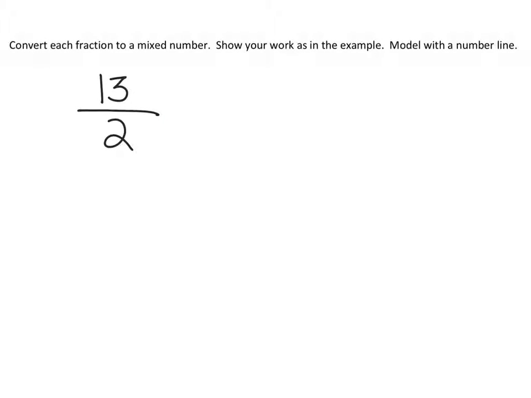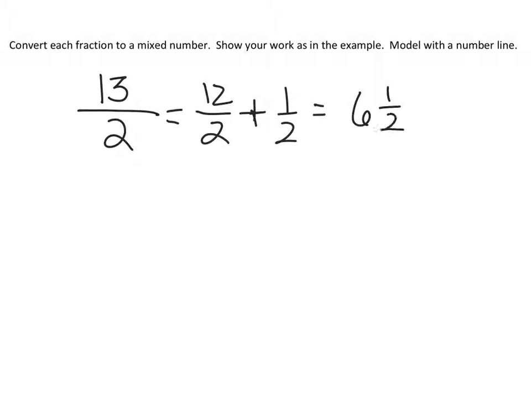Okay, we're still going to follow the same directions. Now it's going to be with 13 halves. So we want to pull out as many wholes as we can from 13 halves. And when we do that, we're going to get 12 halves. Okay, 12 halves plus 1 half would give us 13 halves. We can also say this is equal to 6 wholes.